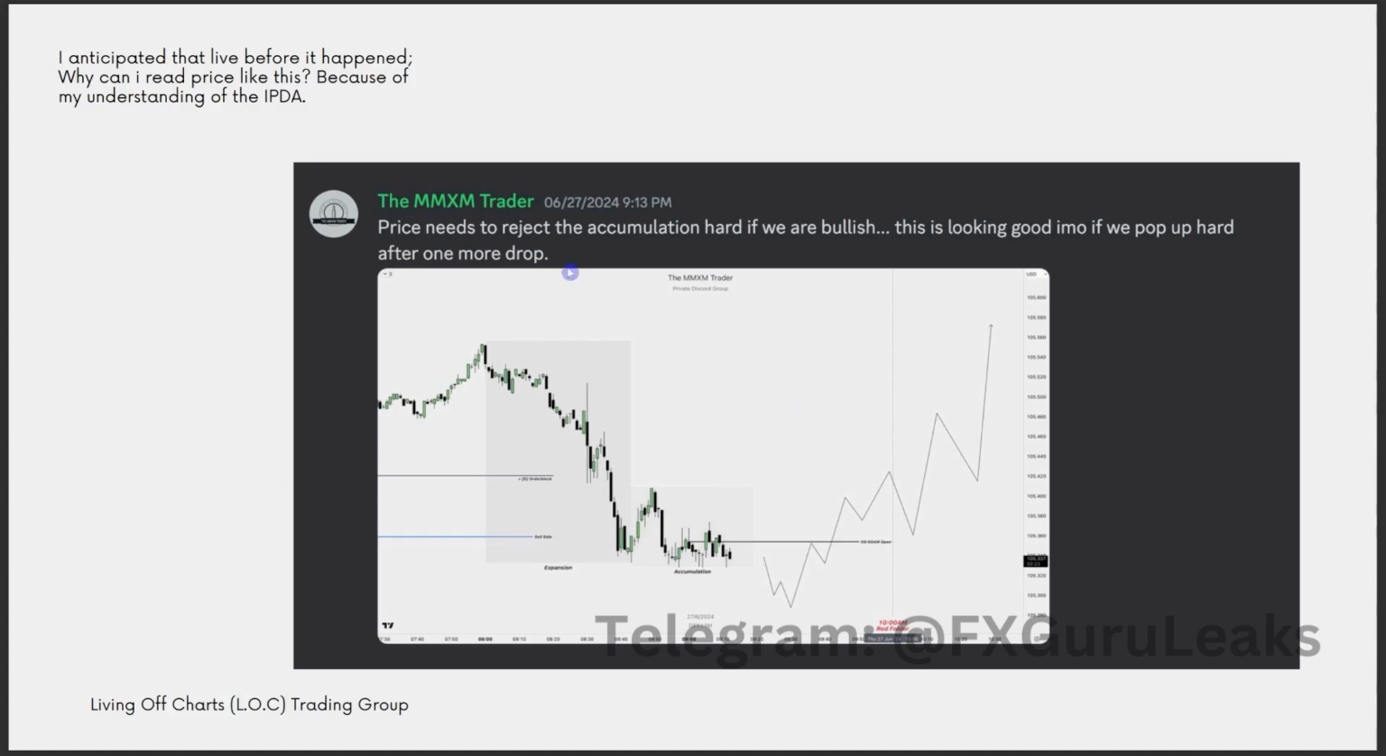So you can see here as well, the MMXM trader posted this. Price needs to reject the accumulation hard if we are bullish. This is looking good, in my opinion, if we pop up hard after one more drop. Why do we want to see one more drop? Right? Because we had that accumulation phase over here. So it was expanding lower and then it started to accumulate. So what is likely to happen? We're going to dip down lower first, right? Expanding into a reversal at that key time. This is why we wanted to see higher prices at that key time as well.